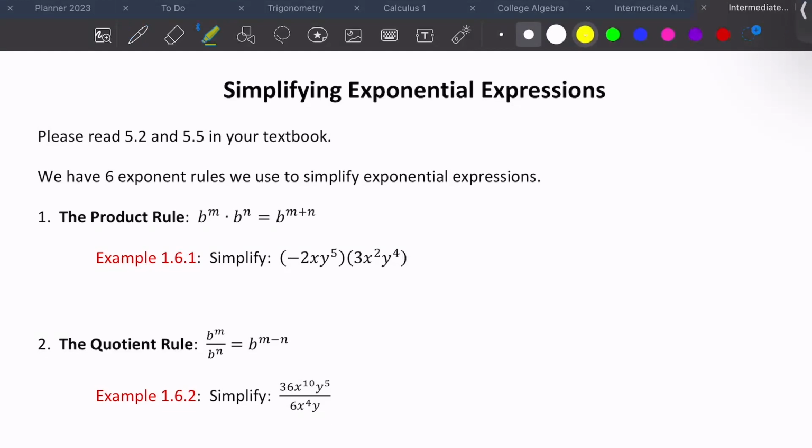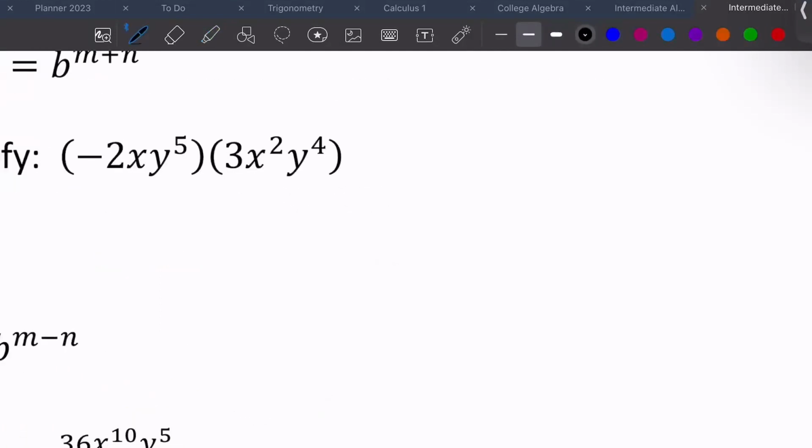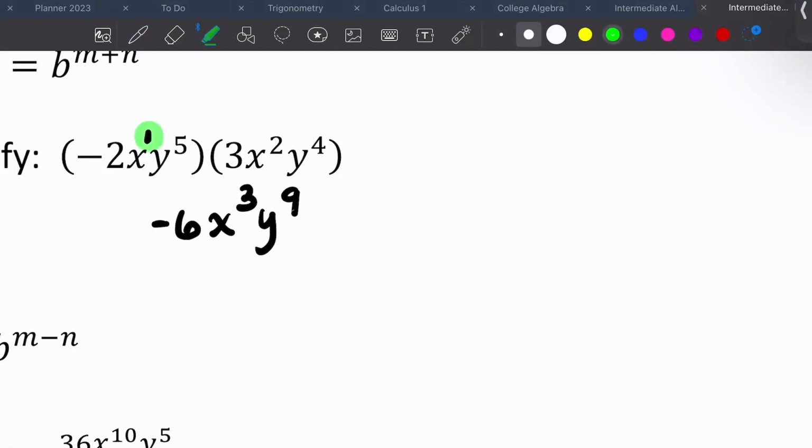There are 6 rules that we're going to use. The product rule we've already gone over. In the last one, we talked about multiplying polynomials because when we multiply like bases, we add our exponents, right? So if we had examples like this, multiply your numbers, -2 and 3, add your exponents, x cubed, y to the 9th. So we can color code those in a little bit.